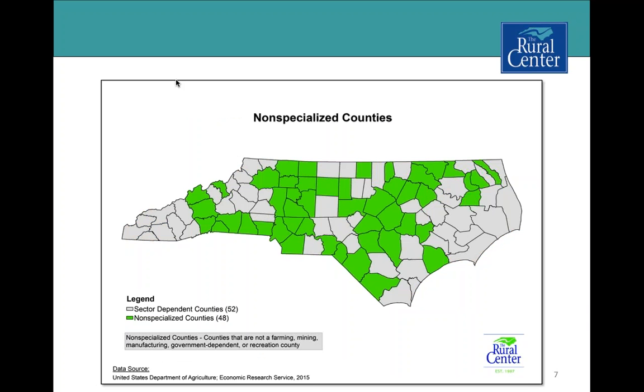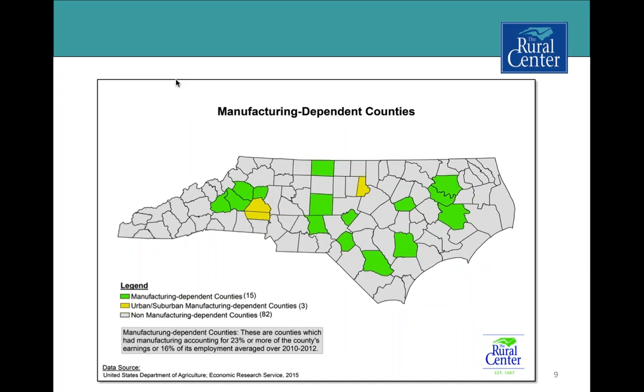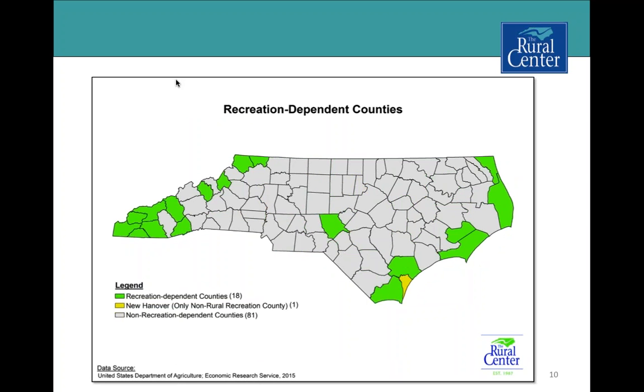Rural can also be defined by how it gets classified for different research purposes, and I just want to highlight very quickly these four maps: non-specialized counties, federal and state government-dependent counties, manufacturing-dependent counties, and recreation-dependent counties. These are all classifications used by the Economic Research Service of USDA for their own research purposes. And I use this classification in some economic data I'm going to show you in just a few slides.